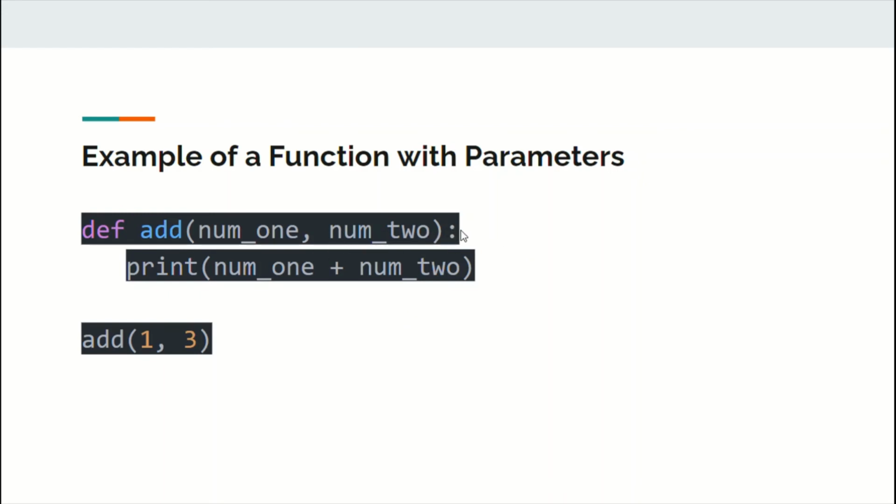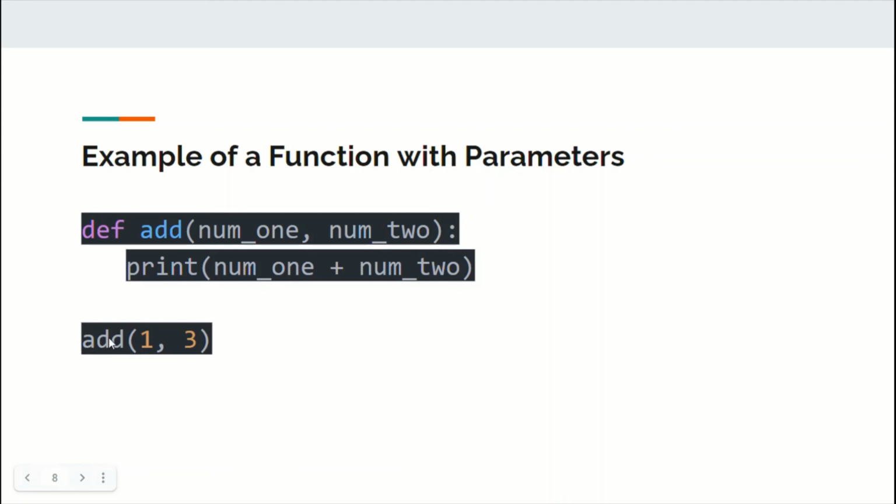Then I put a colon, pressed enter, and it indented, and then I said print num1 plus num2. What this will do is whatever value entered for num1 and num2 will get added and printed on the console. Then I came out of the function, and now I'm calling the function.